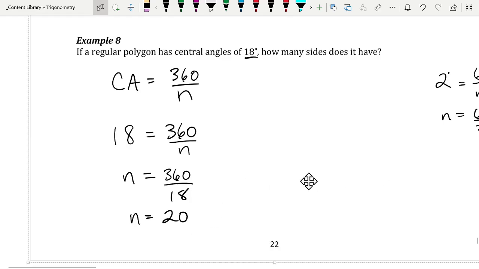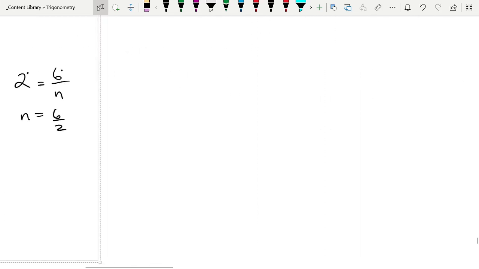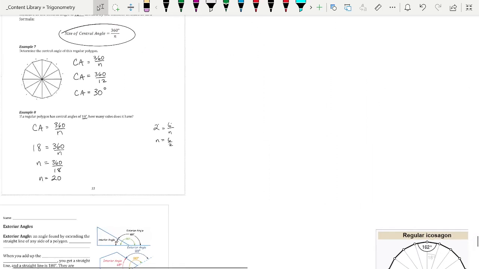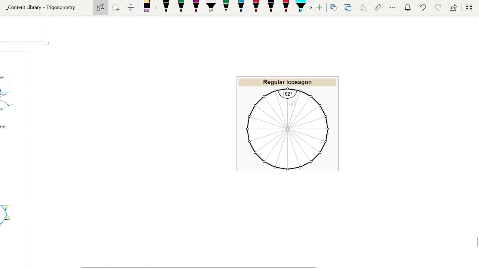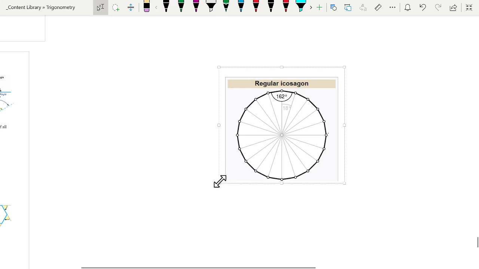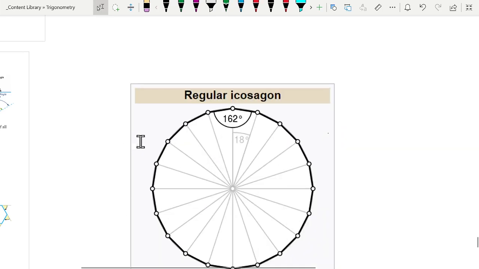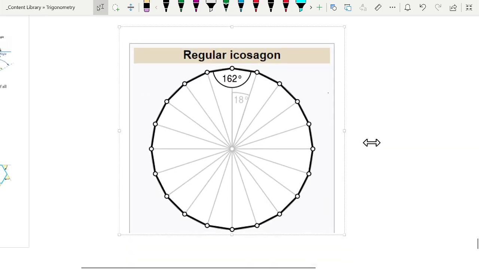So that's a 20-sided figure. In fact, I just brought one over. I think I did anyway. Where are you? There you are. 20-sided figure. And there we go. Come on, go big. Okay, I'll use the mouse. There we go. Okay. So notice this is 18 degrees.